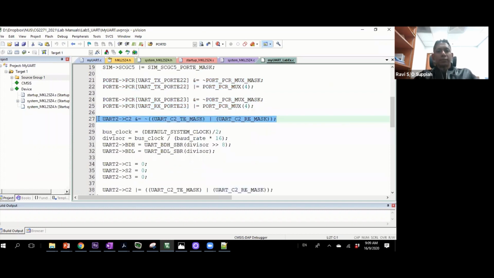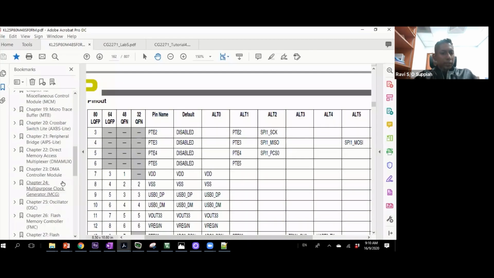Okay, this line here, can you refer to your data sheet, look for the C2 register and tell me what we are doing here? Like I said, your data sheet should always be on standby, because we will refer to it a lot for all the programming or device driver configuration. Okay, so there are answers coming in. So let's look at the UART2 C2 register over here.